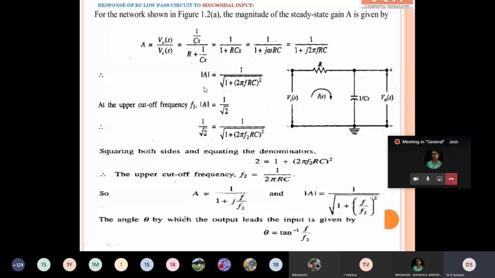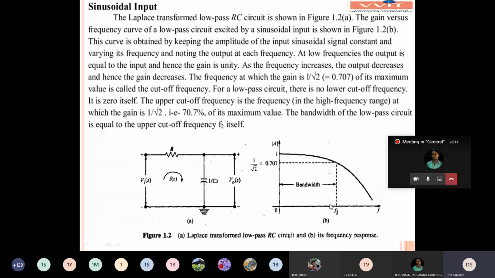And our requirement is to find out the value at f equal to f2. At f equal to f2, the gain equals how much? 1 by root 2 times the gain magnitude.